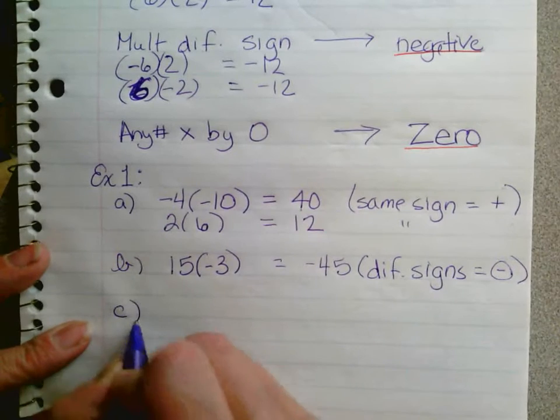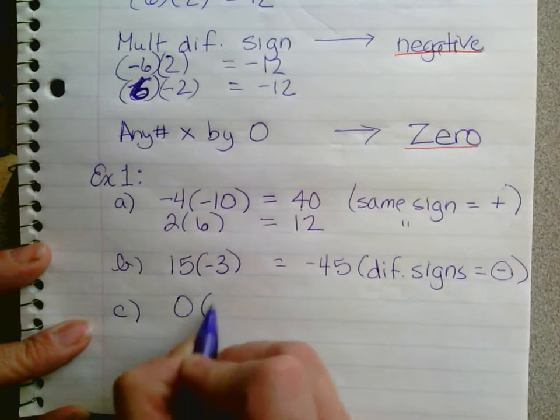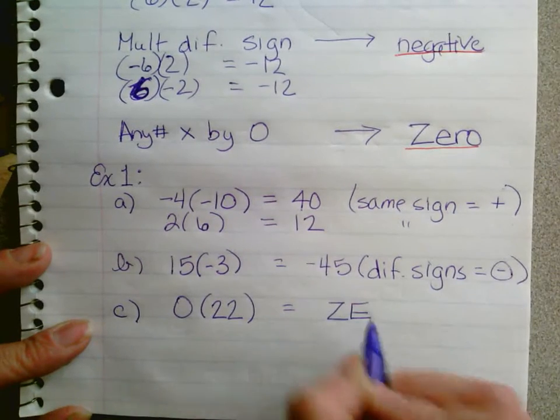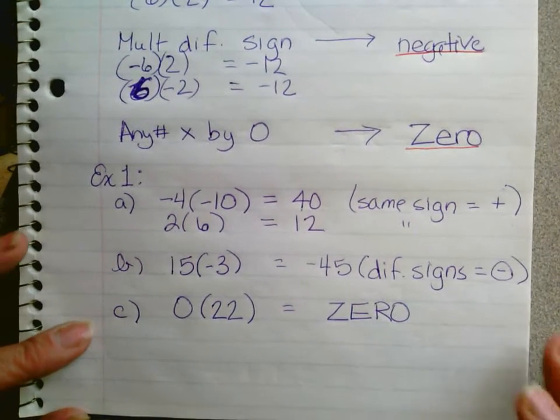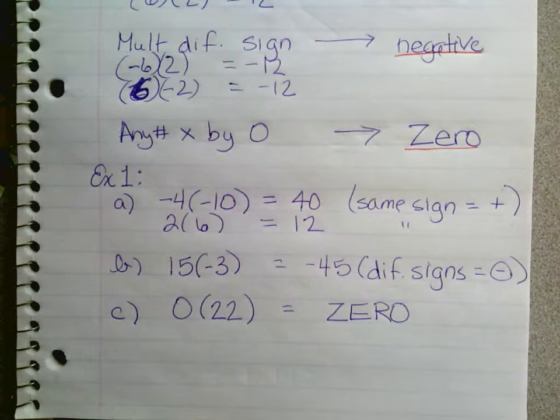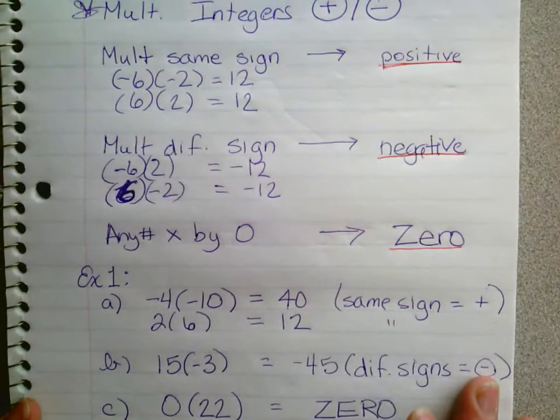And anything multiplied by 0, the result is what, guys? 0. Good. Okay, so the rules that you've just been given are for multiplication. There they are.